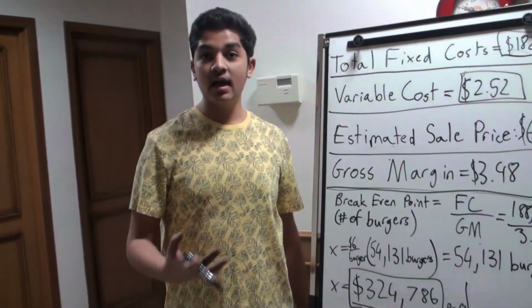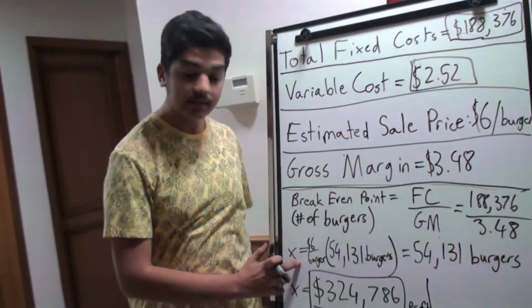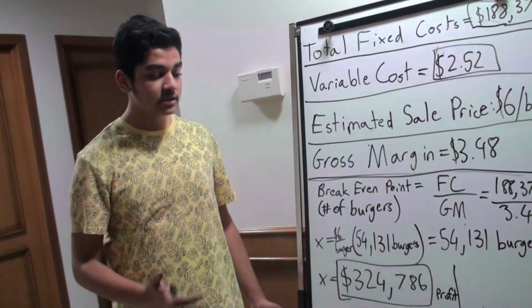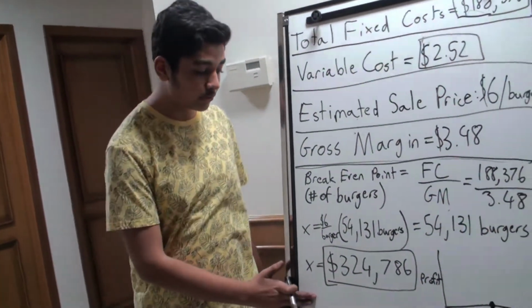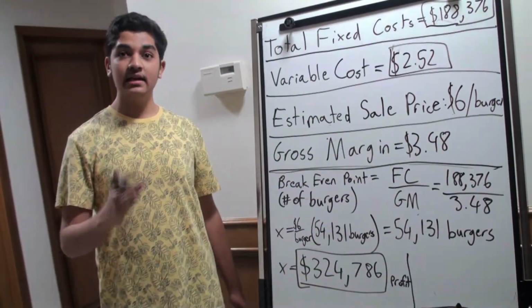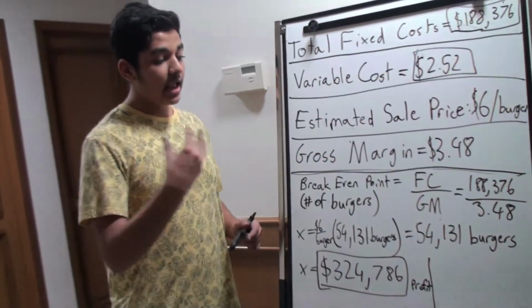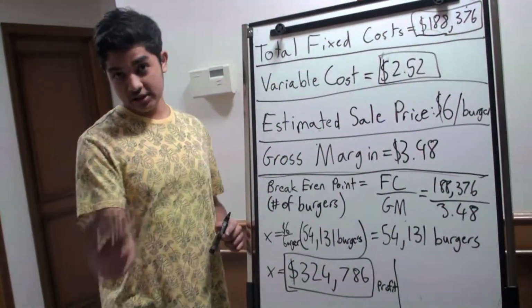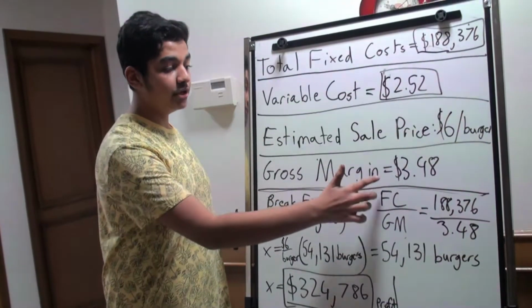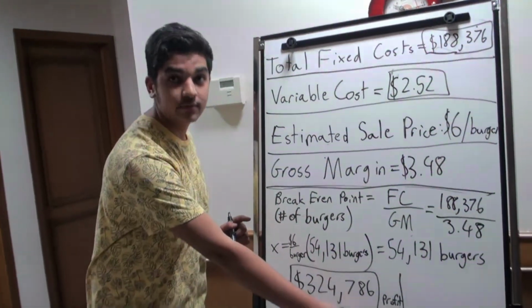Now, if we look at how much money that means you would have to make, then we multiply it by $6 per burger, and that means our company would have to make $324,786 in order to get an income of 0, so no loss or no gain. So anything you make after that point, you'll make $3.48 per burger after the break-even point.